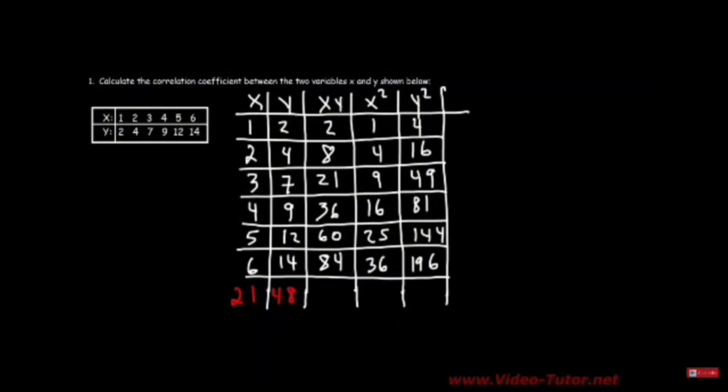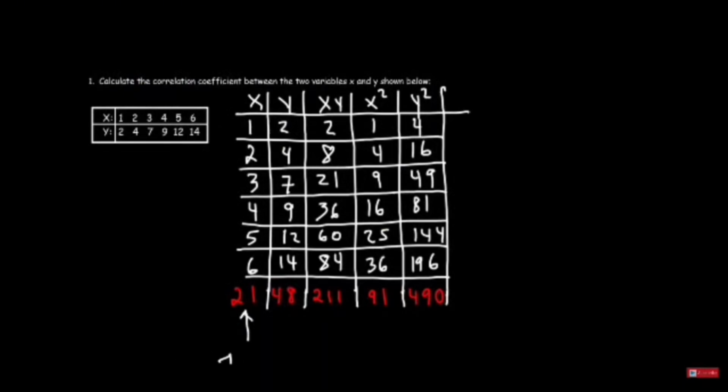Now, we need to determine the sum of the product of x and y. So 2 plus 8 plus 21 plus 36 plus 60 plus 84. So that's going to give us 211. Now the sum of the x squared values, 1 plus 4 plus 9 plus 16 plus 25 plus 36. So that's going to be 91. And then the sum of the y squared values, 4 plus 16, 49, 81, 144, and then plus 196. So that's going to be 490.